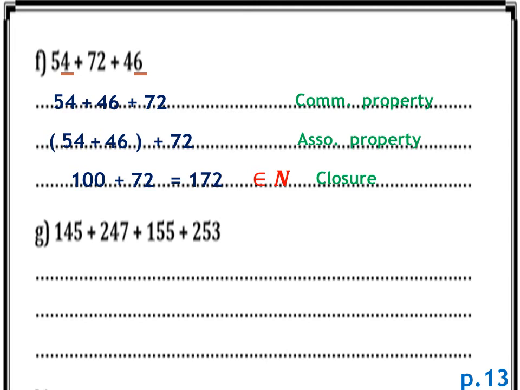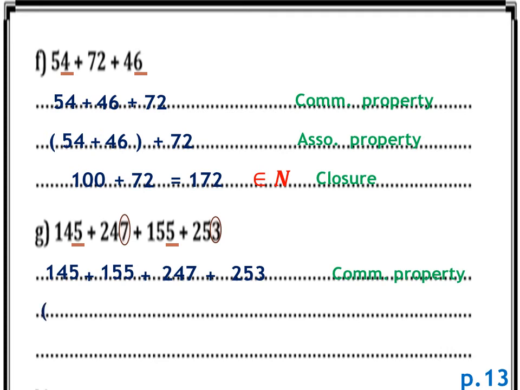In letter G, 145 plus 247 plus 155 plus 253. Here we have 5 in the unit digit and here we have 5. So put them beside each other. So 145 plus 155. And here we have plus, in the unit digit we have 7 and here 3. So put these numbers beside each other. 247 plus 253. The name of the property is commutative property.